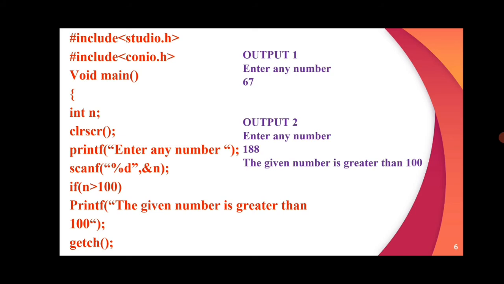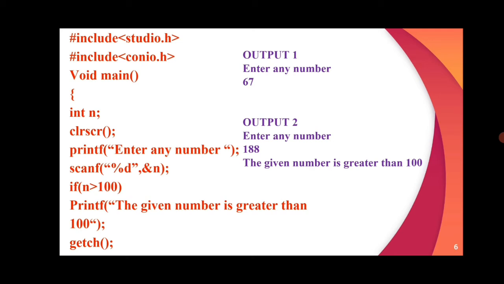The first one is "Enter any number", and I have entered 67. This 67 is substituted in this condition, meaning 67 is greater than 100. Is it true? No, false. That's why the compiler doesn't print anything.